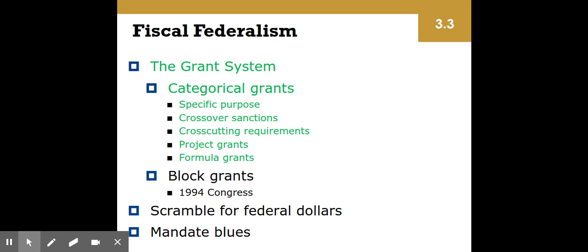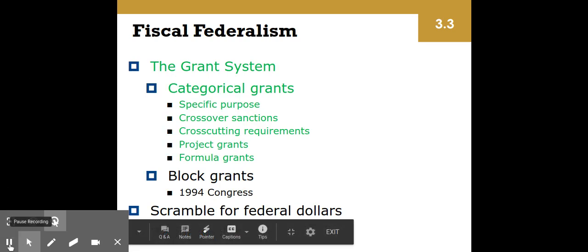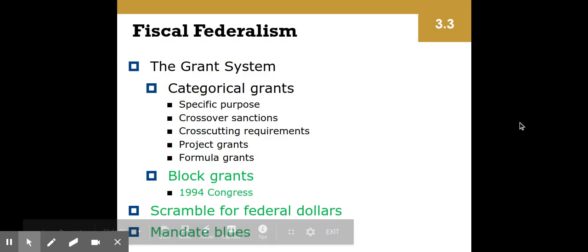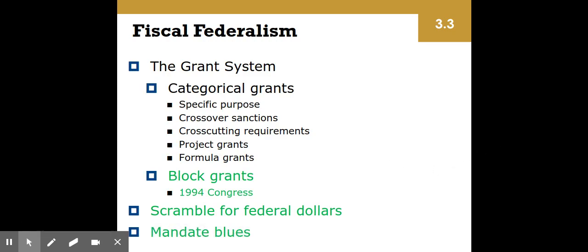And then there are block grants, which was heavily favored by the 1994 Congress. The 1994 Congress favored devolution, and so they preferred block grants, money from the central government handed out to state and local governments. Of course, when this happens, it puts a lot of pressure on the state and local governments to lobby or ask for that money to make sure they get those grants.